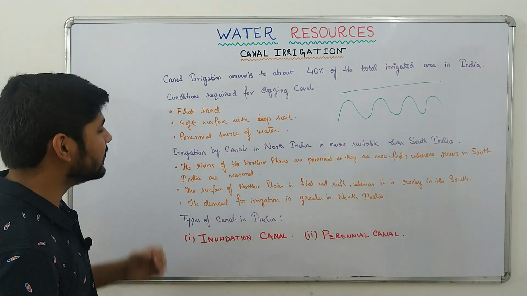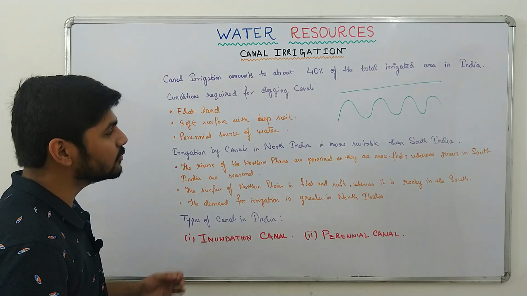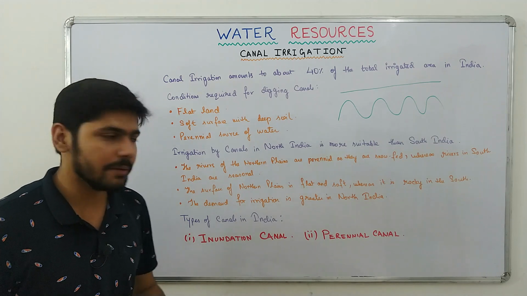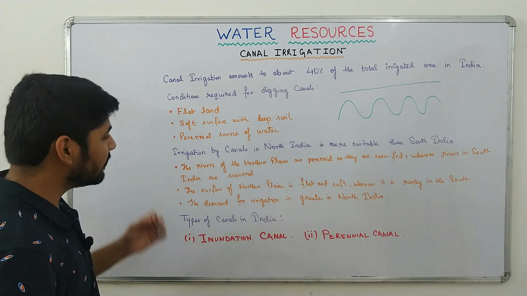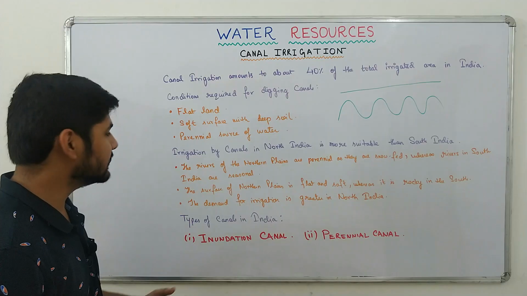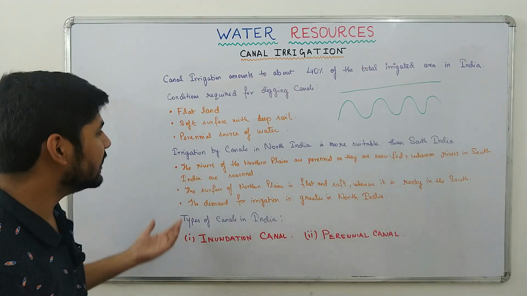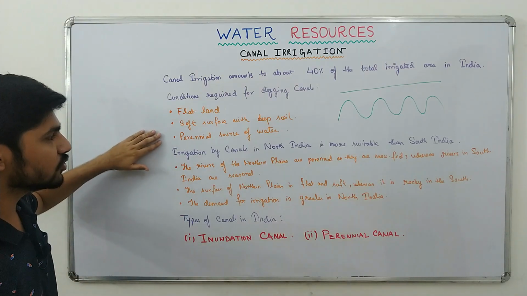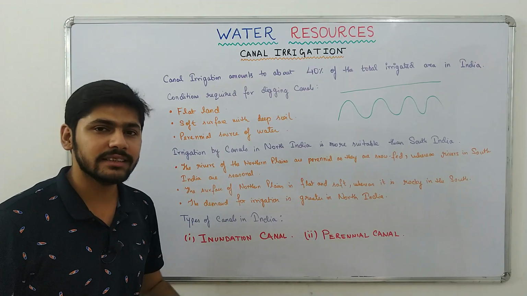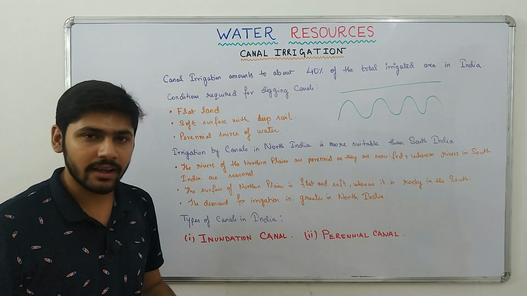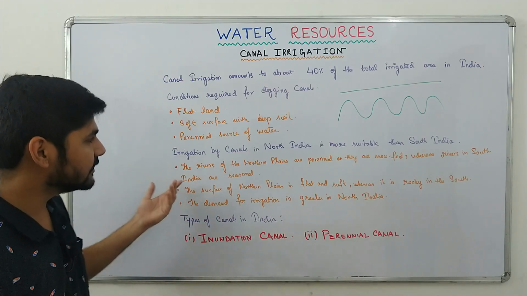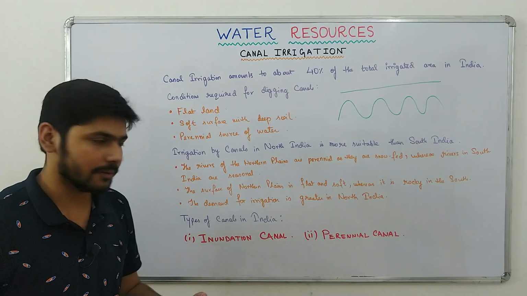Then irrigation by canals in North India is more suitable than South India. There are a few reasons for that. Let's go through them. The first one is the rivers of the northern plains are perennial as they are snow fed, whereas rivers in South India are seasonal. As I told you, canals need a perennial source of water and the rivers in North India are perennial. That means water is available all throughout the year. Why? Because the rivers are snow fed. So that is why canals in North India are better.